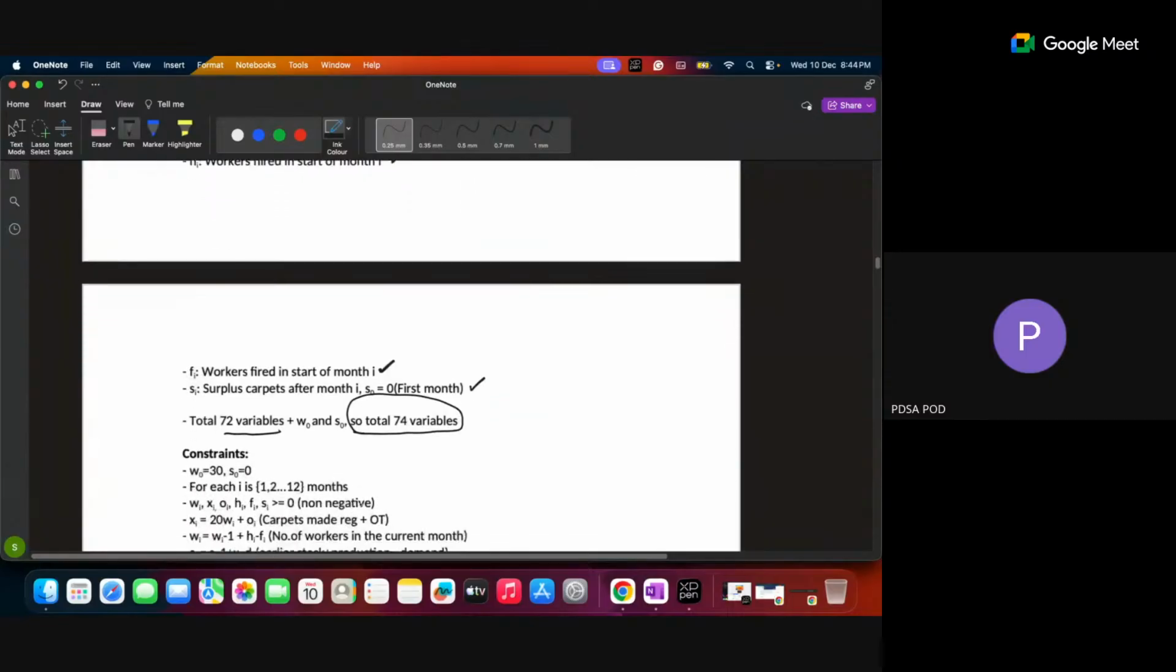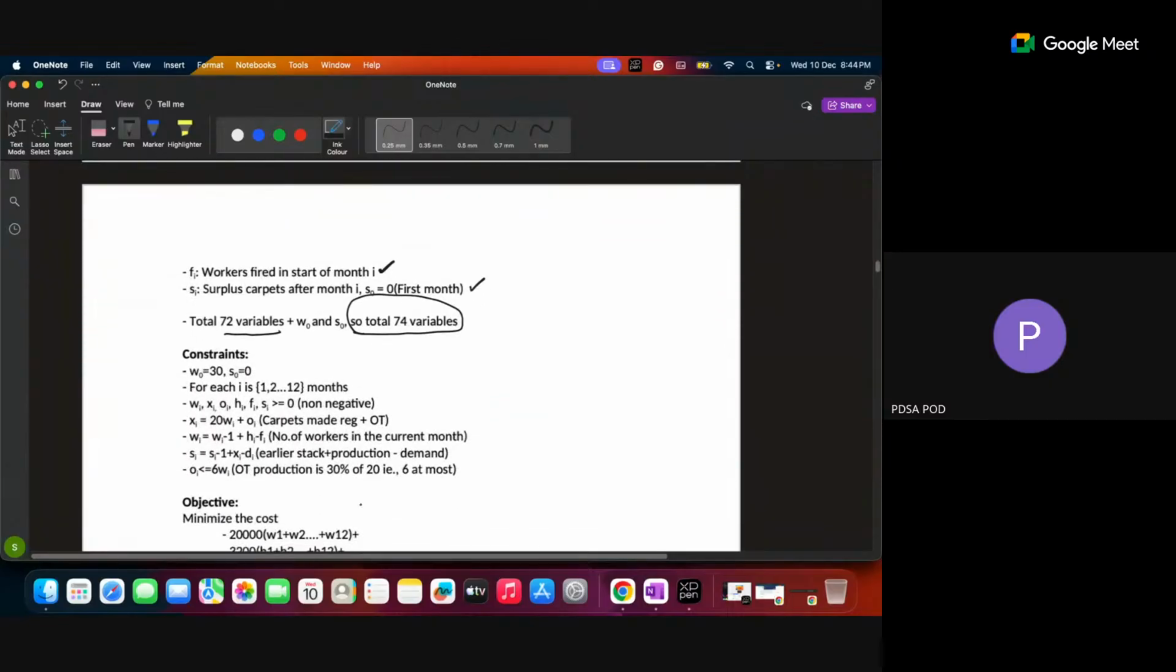So if you go for constraints, these are all the constraints. The starting month workers are 30. The starting month carpets are 0 because there is no storage. Assume that the first month is just an empty month. We don't have any storage. So every I represents the 1 to 12 months.